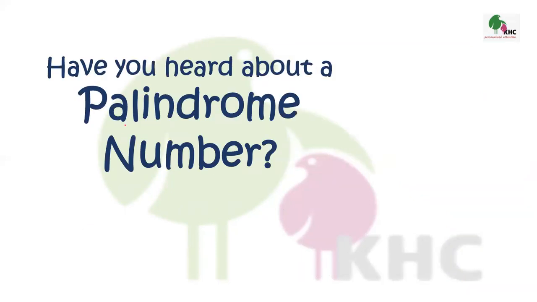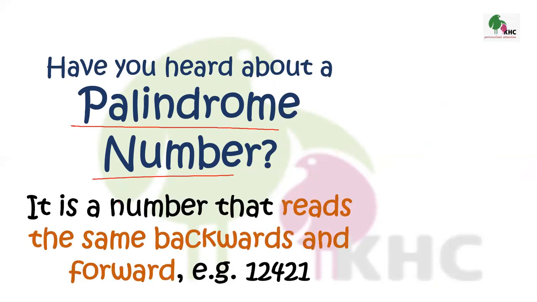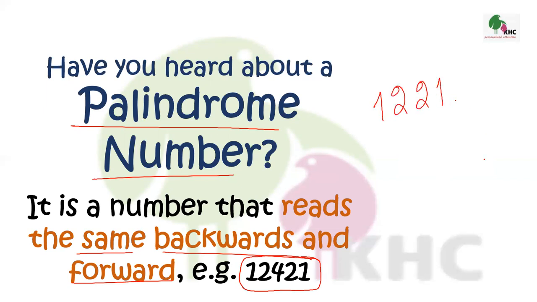Have you heard of a palindrome number? If not, it is a number that reads the same backwards and forward. Okay. For example, 12421. If you just try to reverse the digits, you still get the same number. Similarly, if I take the example of 1221, right? You'll get the same number if you read it backward as well. So these kinds of numbers are known as palindrome numbers.